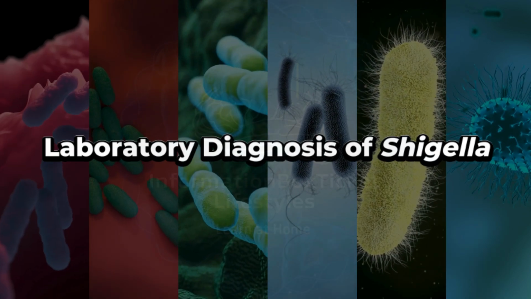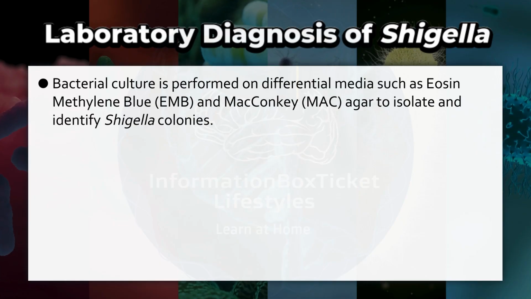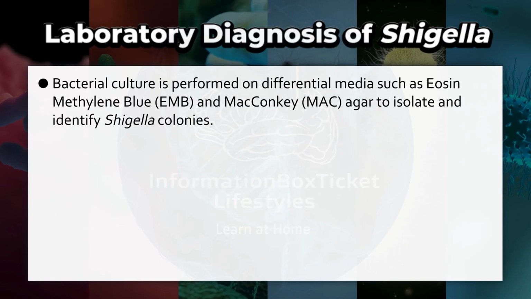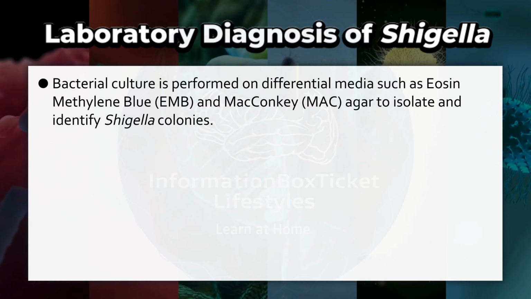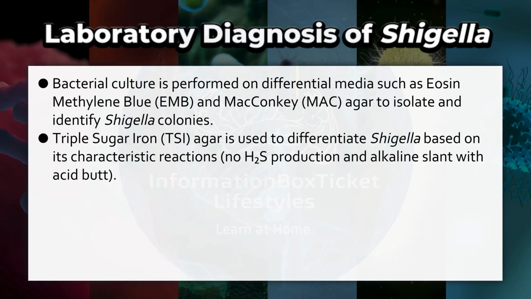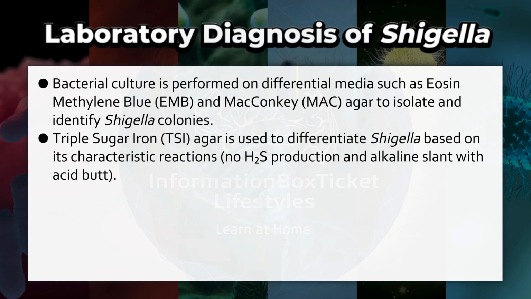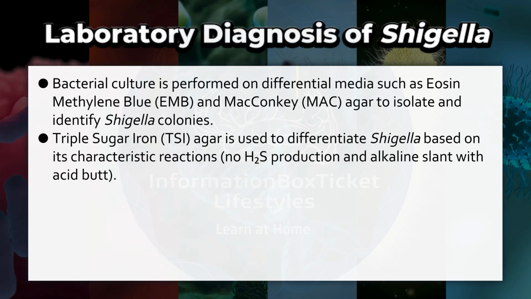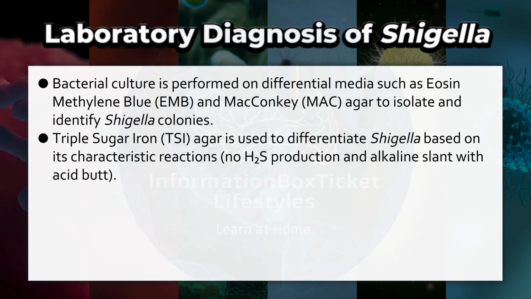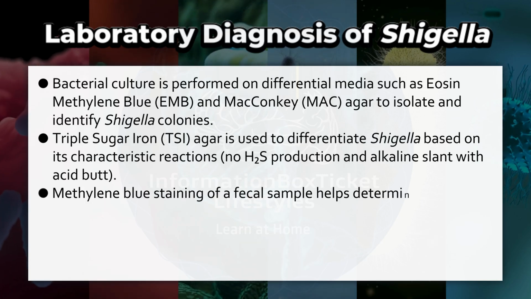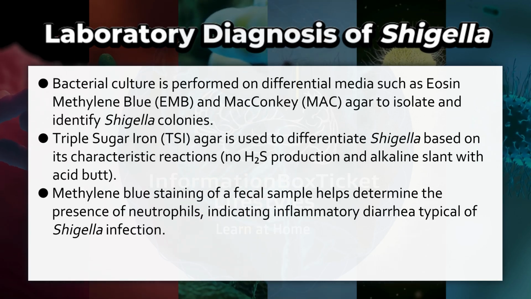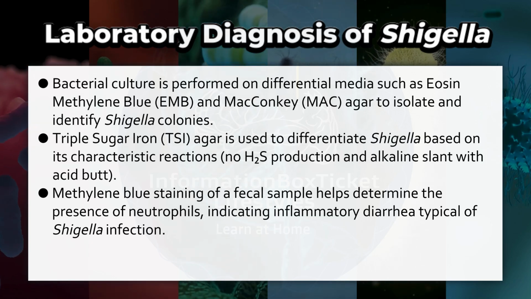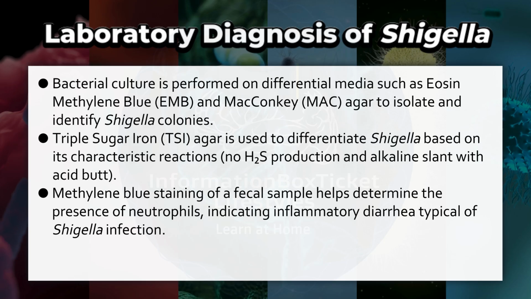Laboratory diagnosis of Shigella. Bacterial culture is performed on differential media, such as eosin methylene blue and MacConkey agar, to isolate and identify Shigella colonies. Triple sugar iron agar is used to differentiate Shigella based on its characteristic reactions: no H2S production and alkaline slant with acid butt. Methylene blue staining of a fecal sample helps determine the presence of neutrophils, indicating inflammatory diarrhea, typical of Shigella infection.